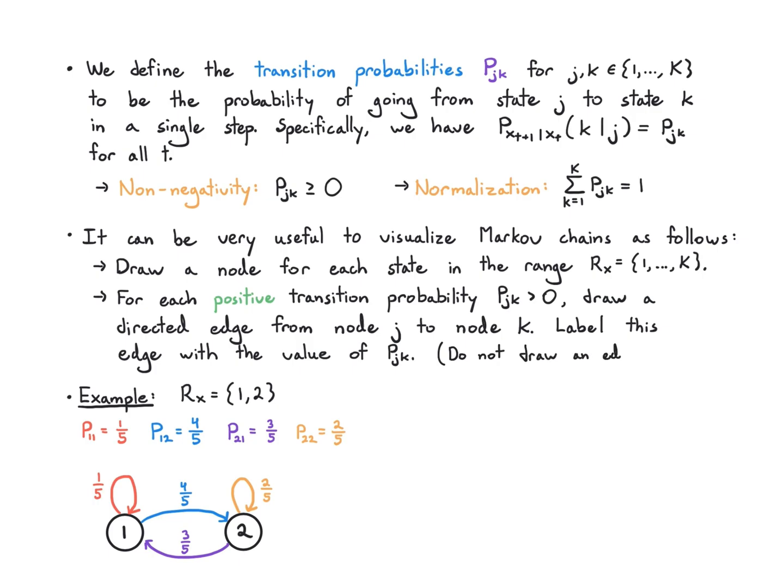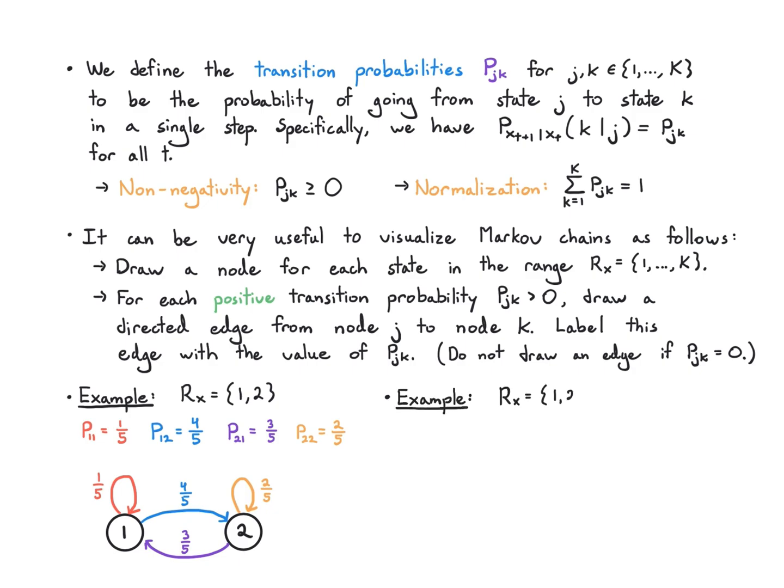We're not going to draw an edge if pjk is equal to 0. Okay, and so note here that the outgoing edges have to sum up to 1. That's normalization. So the edges leaving 1, 1/5 and 4/5 sum up to 1. The edges leaving 2, 2/5 and 3/5 sum up to 1. Let's do one more example.